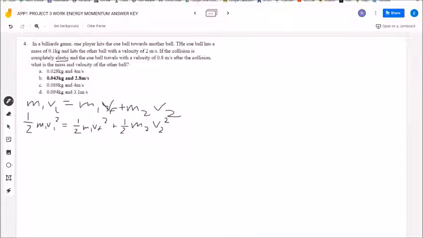So we're trying to solve for m2, which is the mass of the other ball in this case, and v2. We're going to use both of these equations to solve for them. We're going to use the first one for mass and the second for velocity.